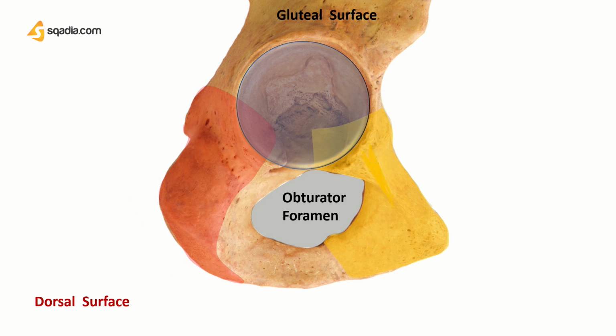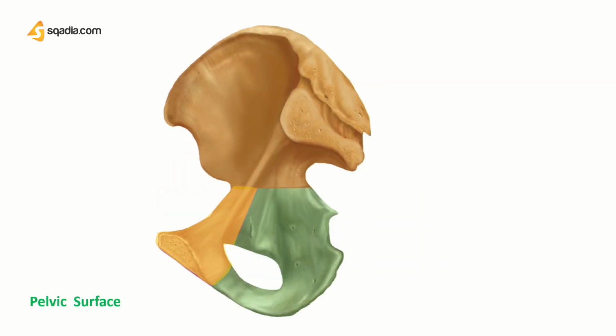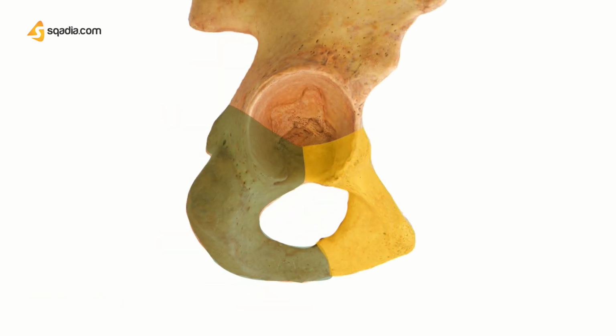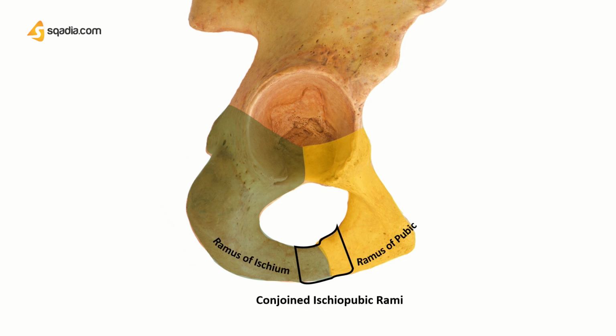Now, coming to the pelvic surface, it is rather smooth and forms part of the lateral wall of the true pelvis. We use a term, the conjoined ischiopubic rami, which is formed by the union of the ramus of the ischium, as you can see here, and is basically fused with the pubic ramus found here. Both of these fuse together to form the conjoined ischiopubic rami.